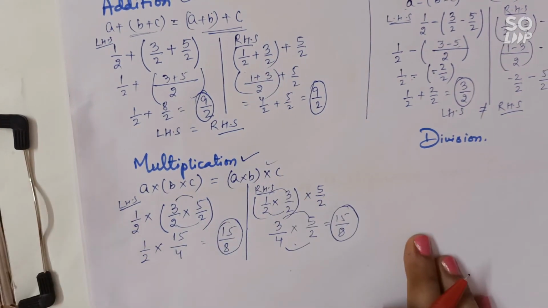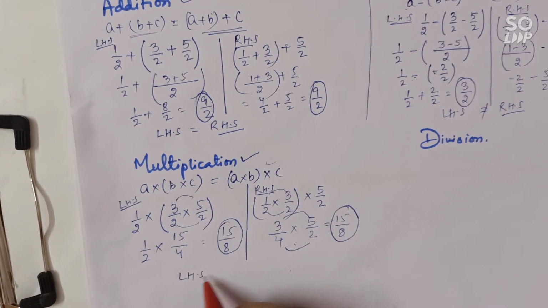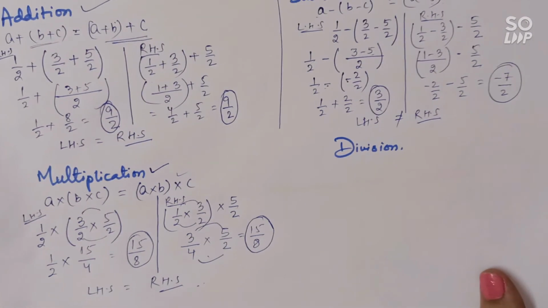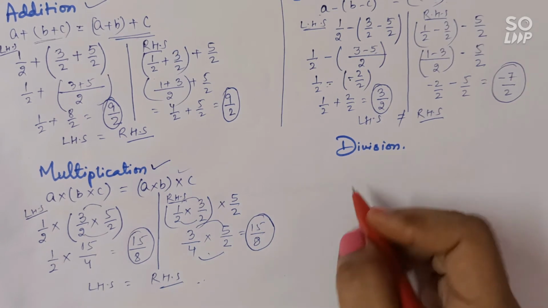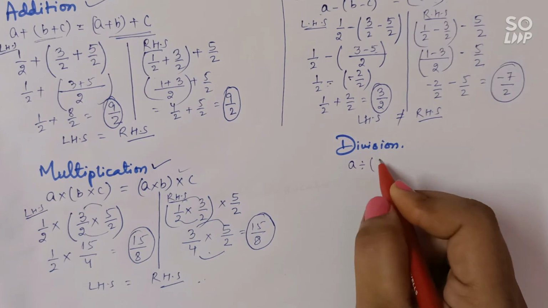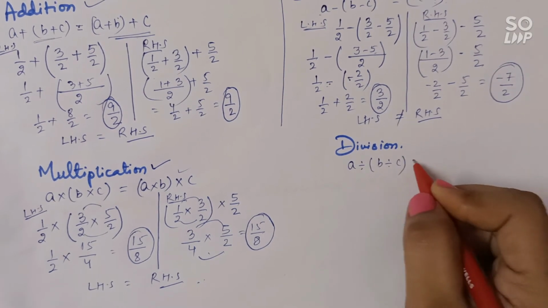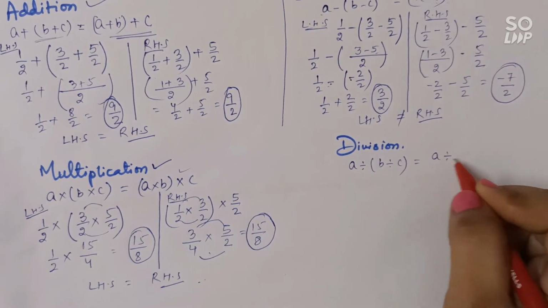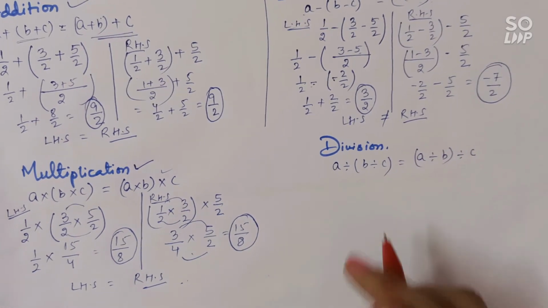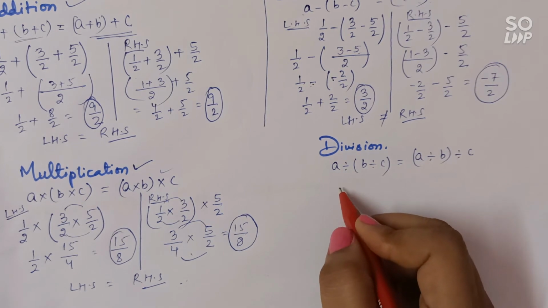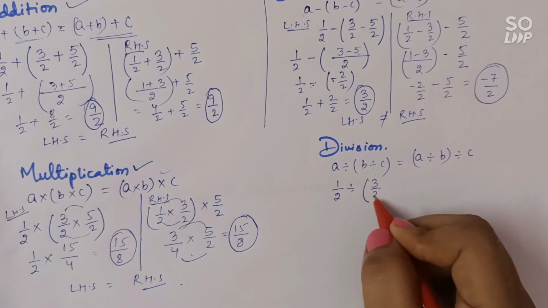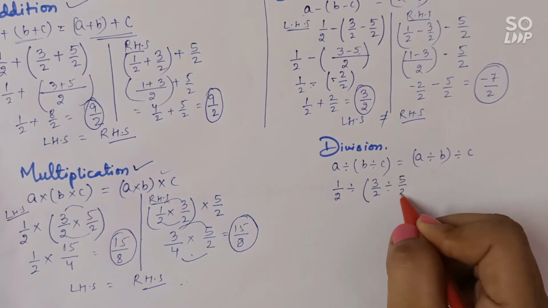Let's check. We can write here LHS is equal to RHS. So let's check for the division part now. In division, again the same thing we'll see with the rational numbers. A divided by B divided by C should be equal to A divided by B divided by C. Okay, so let's check out for this. A is 1 by 2 divided by B is 3 by 2 divided by 5 by 2.